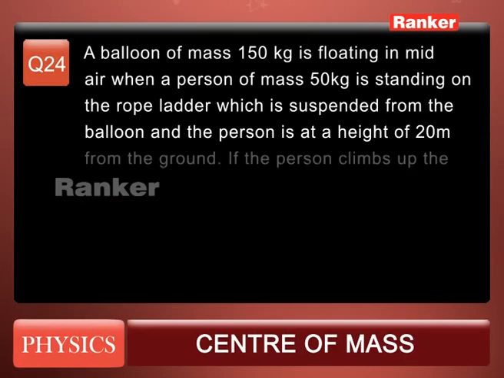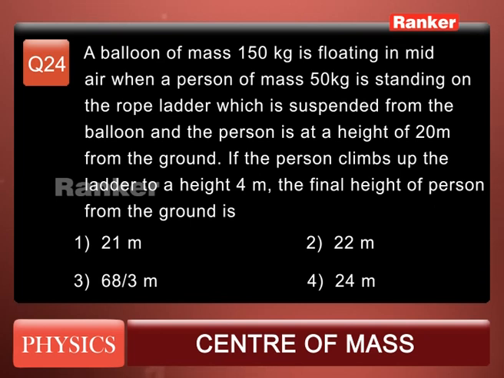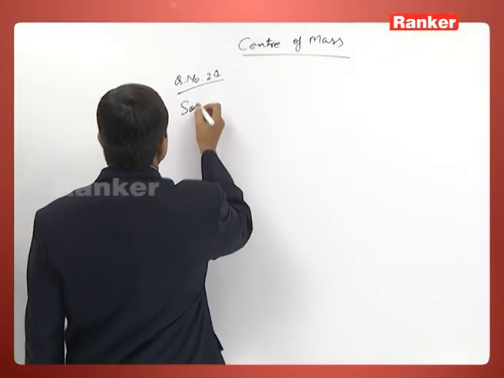Question number 24. A balloon of mass 150 kg is floating in mid-air when a person of mass 50 kg is standing on the rope ladder which is suspended from the balloon, and the person is at a height 20 meters from the ground. If the person climbs up the ladder to a height 4 meters, the final height of the person from the ground is: first option 21 meter, second option 22 meter, third option 23 meter, and the fourth option 24 meter. Now see the solution of this.